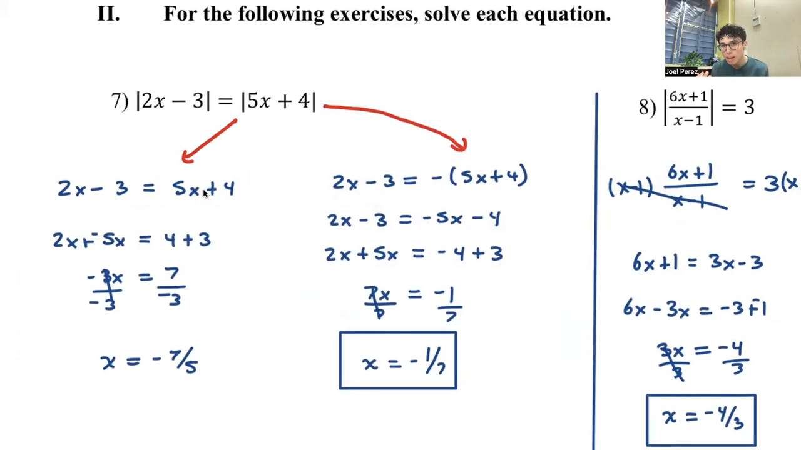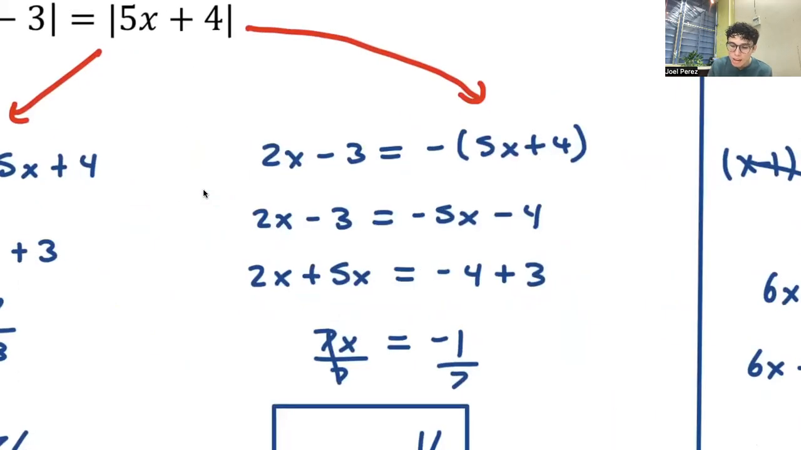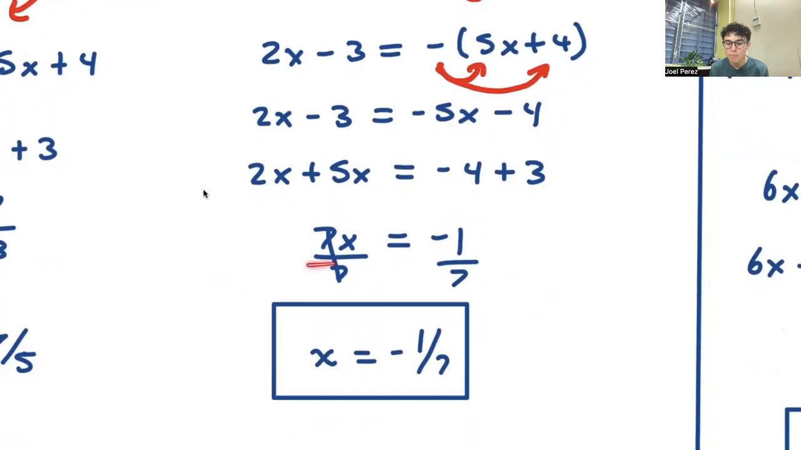And then you apply the distributive property. Negative times positive, -5, and negative times positive, -4. Then you put the variables to one side and the natural numbers to the other side. And this will be 2x plus 5x equals 7x, and -4 plus 3 equals -1. Then you divide by 7 on both sides, and this will equal -1 over 7. That will be your final answer.